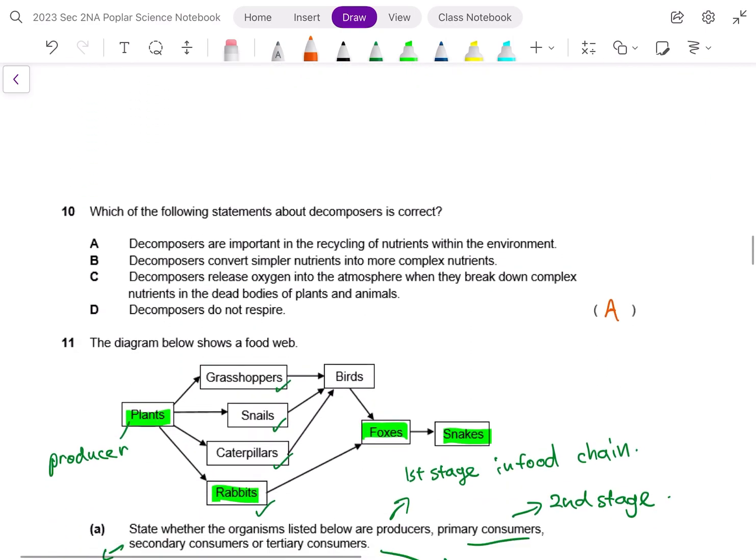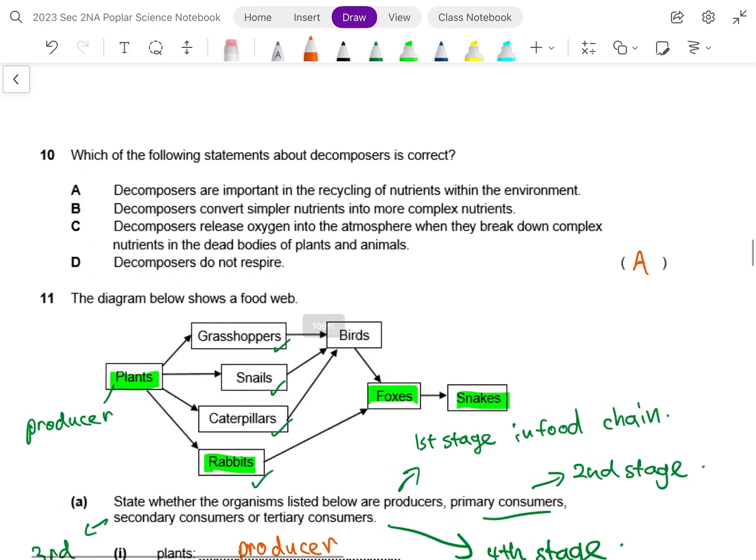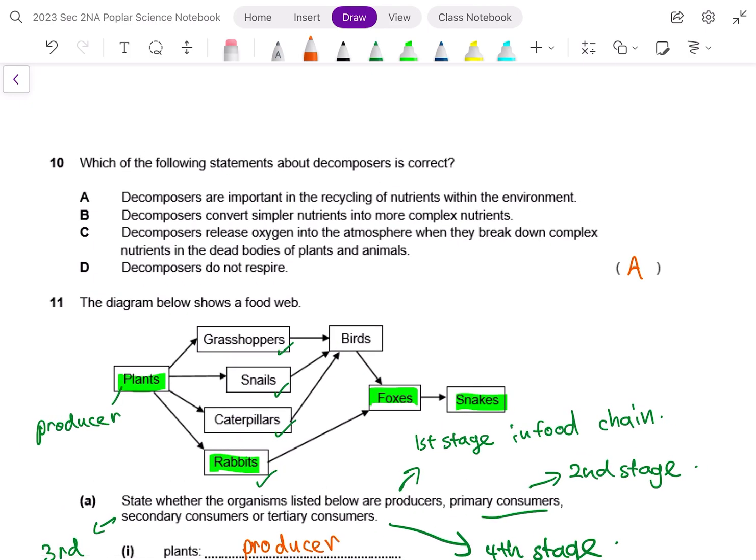Then we go to the last question. Which of the following statements about decomposers is correct? They help to recycle nutrients, alright. Not simpler into complex, in fact the other way around, complex to simpler. Decomposers release oxygen? No, they release carbon dioxide actually. And they respire too. Yeah, so that should be A.